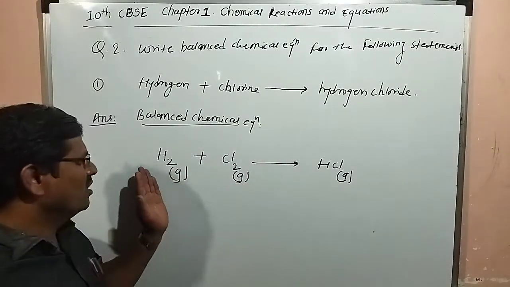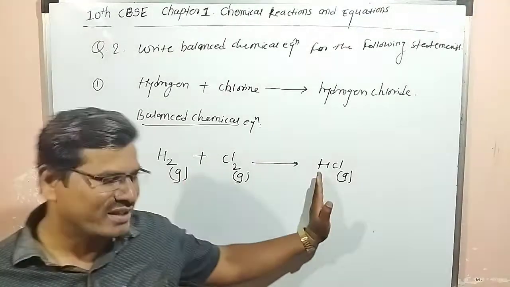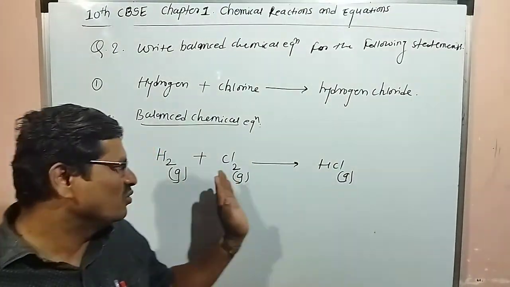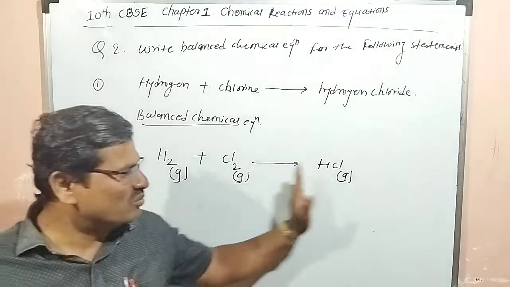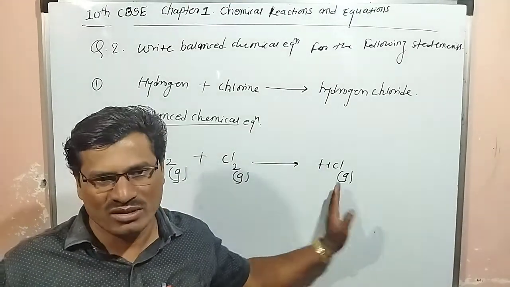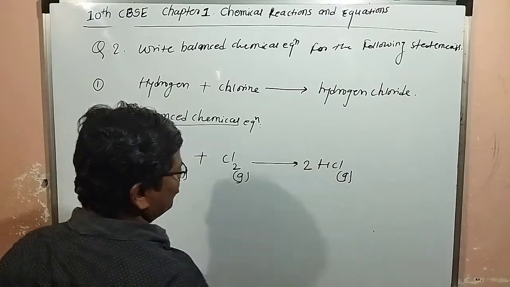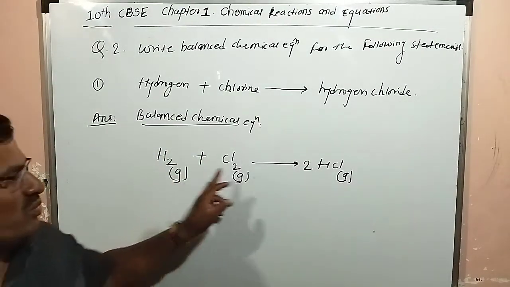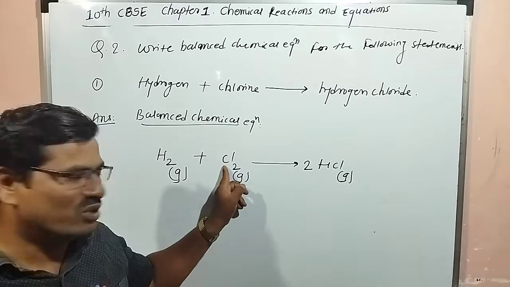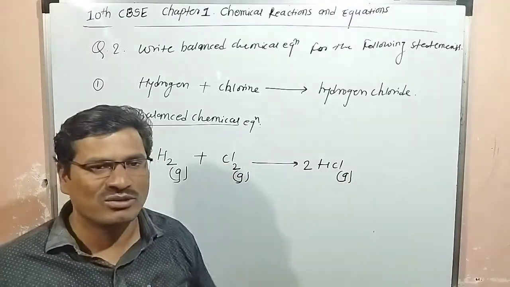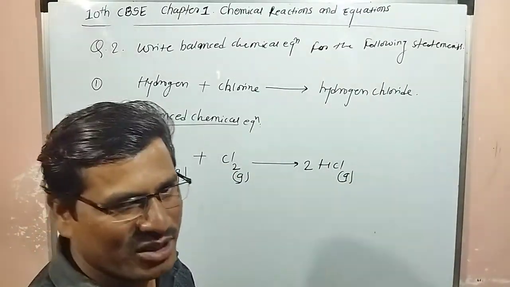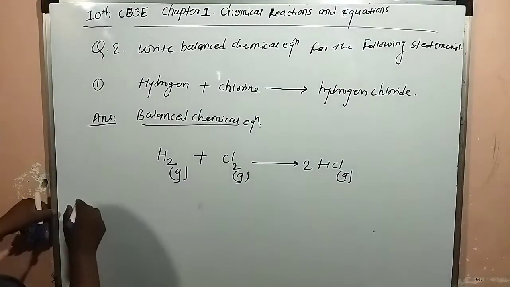But here there are two hydrogens on the left side and one hydrogen on the right side; there are two chlorines on the left side and one chlorine on the right side. So you just have to multiply HCl by 2. Then there will be 2 hydrogens, and 2 chlorines on the right side also. So this chemical equation is balanced.